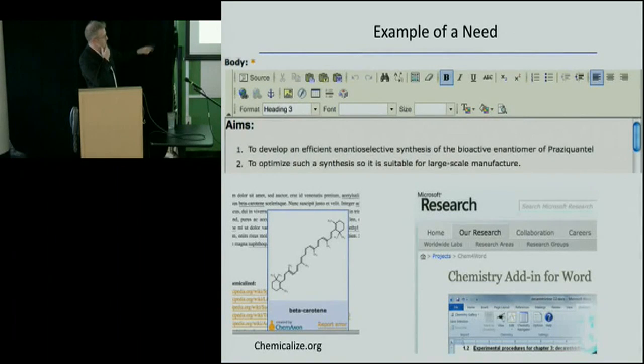Another example that's just recently been brought to my attention was something called chemicalize.org. This takes any given web page and extracts chemical information. And you can see what's happened here is that in the usual Latin text you get on pages, it's spotted beta-carotene, which is a molecule, and if you hover your mouse over that, you get the structure of the molecule.